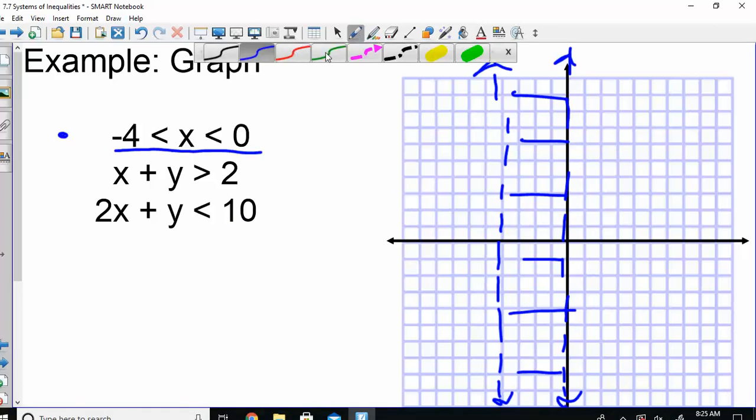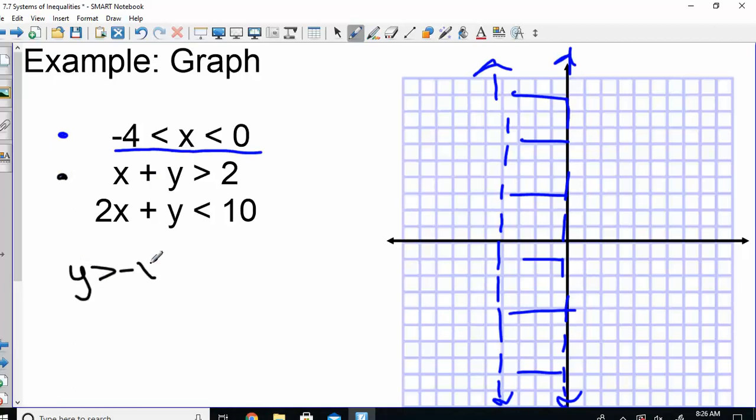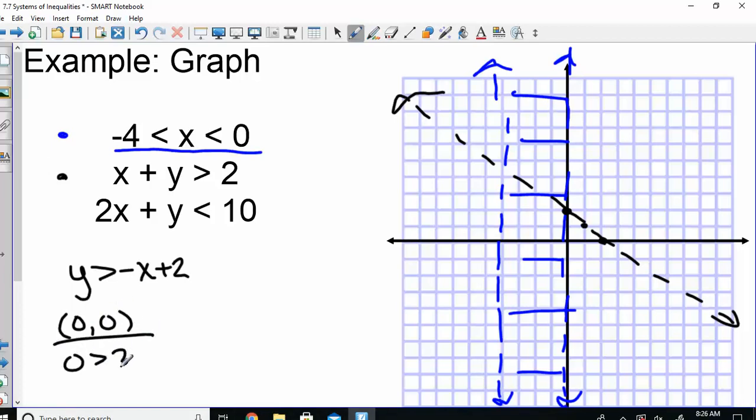Then the next two should be easy. Those are just linear. So subtract your x, you get y is greater than -x plus 2. So y-intercept 2, slope -1, so down 1 over 1. Solid or dashed? Greater than means above the line, or if you plug in 0, 0, you get 0 is greater than 2, which is false. So 0, 0 doesn't work, so we're shading this way.